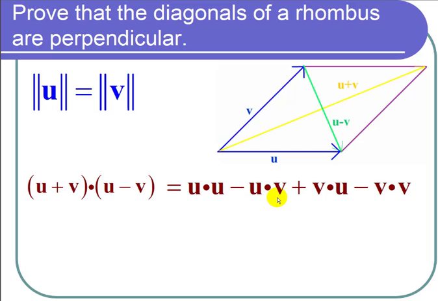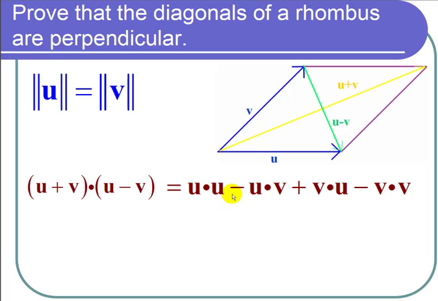Now the commutative property holds with dot products. So u dot v and v dot u are equal. So negative u dot v plus v dot u is equal to 0. So these two middle terms zero out.